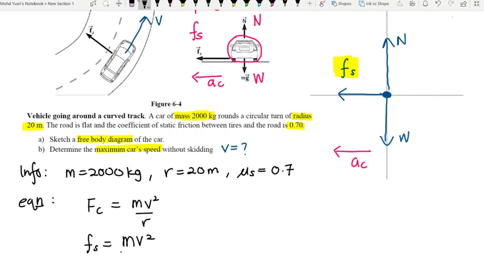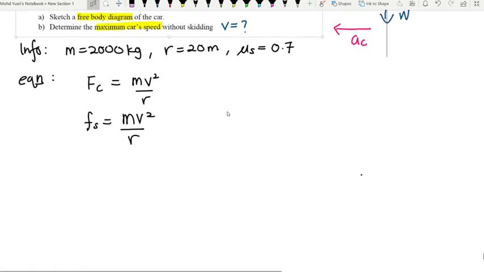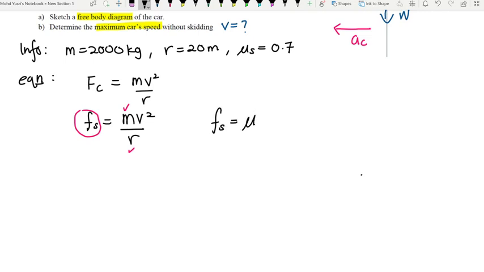mv square over r. Nah, di sini lah sebenarnya kita boleh cari velocity. Selagi mana kita ada friction, mass dan radius. Mass dan radius kita dah ada, tapi bagaimana pula dengan friction? Dalam chapter 4 kita ada belajar bahawa relationship antara friction dan juga normal force Fs is equals to the coefficient of friction times normal force.